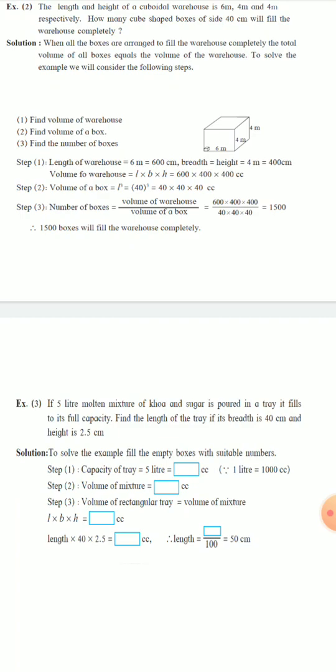And what will they ask you? They will ask you the length of the tray. And what have they given you? They have given you the capacity of the tray. That is, in short, the volume of the tray is given. So see, if we read the problem carefully, if 5 liters of molten mixture of cocoa and sugar is poured in a tray, it fills to its full capacity. Means what? 5 liters is the capacity, or 5 liters is the volume of that tray.